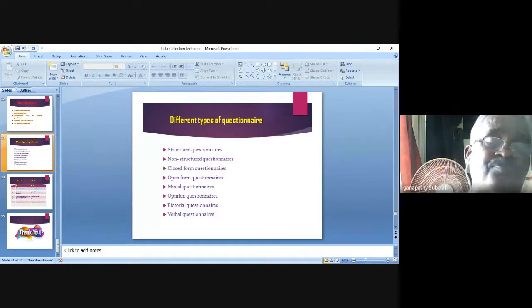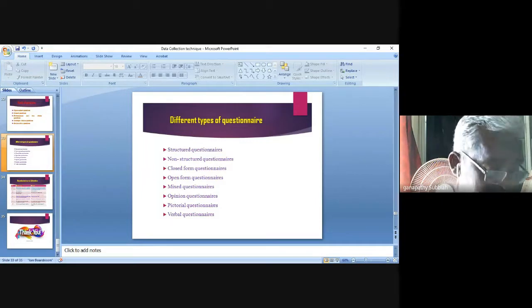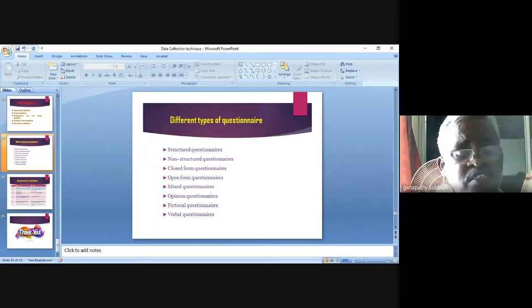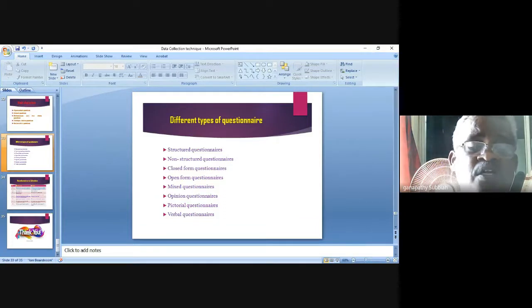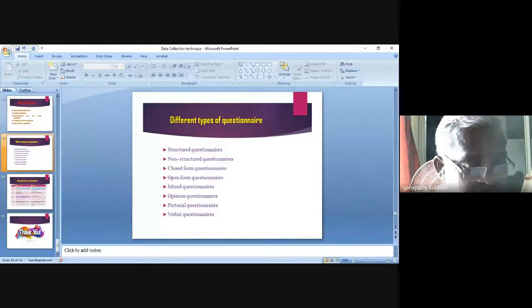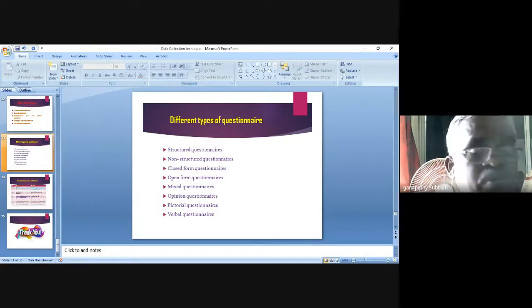Then another important one, opinion type of questionnaires. Under this type, the informant's opinion, attitudes and preferences are recorded regarding some phenomena. That is the opinion of the respondent, the attitude of the respondent, the preference of the respondent. That is the opinion type.